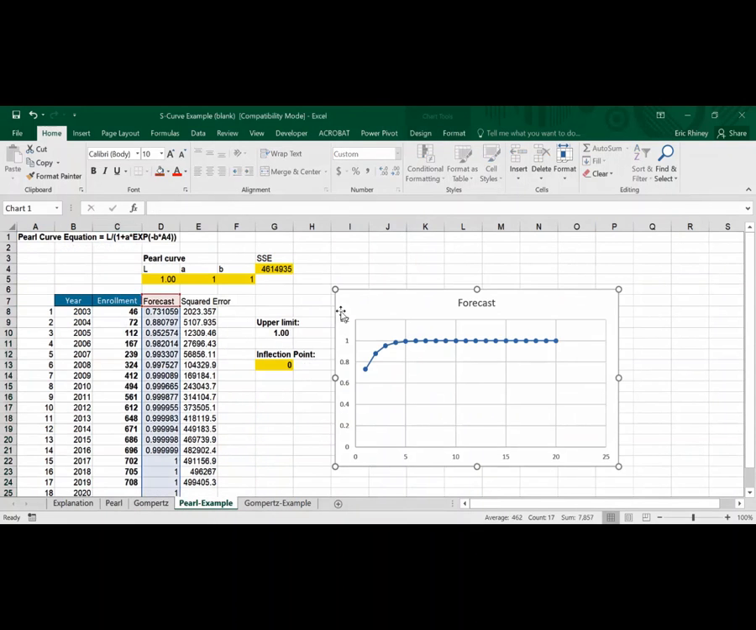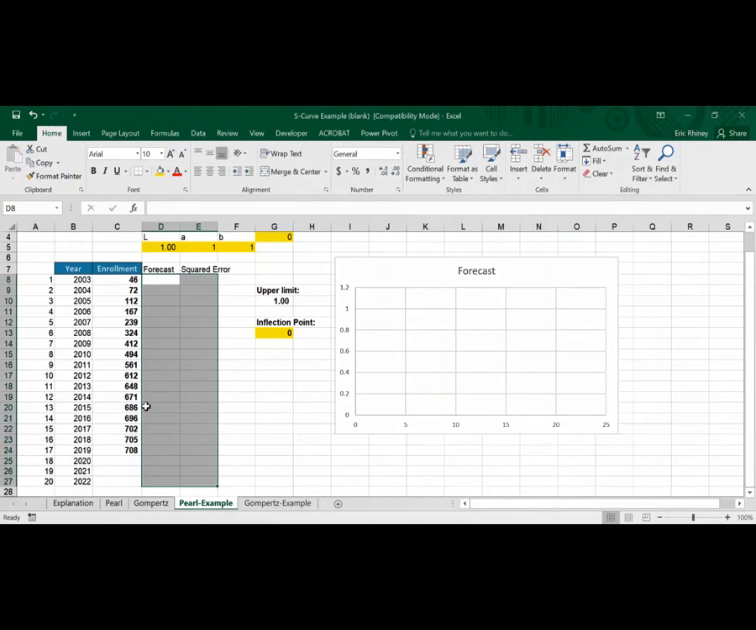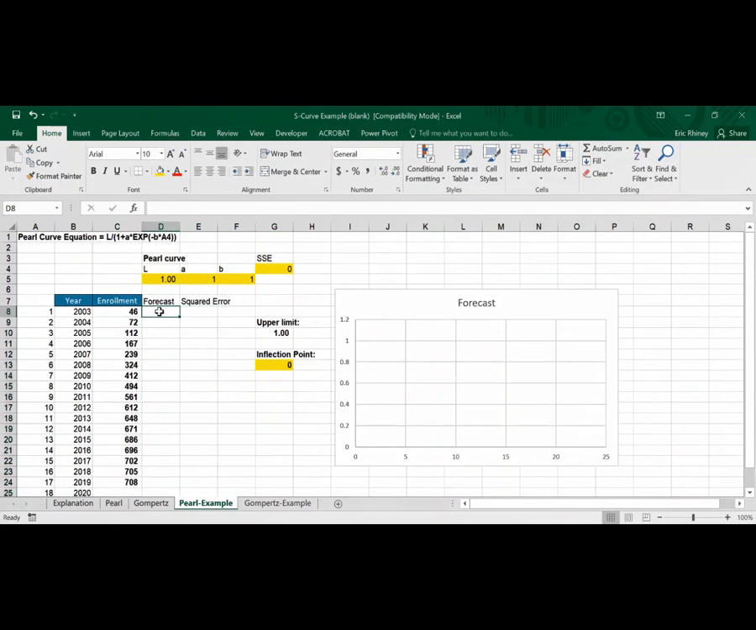So let's really quickly look at an example of the Pearl curve. I'm going to delete this. I have this in here because I worked it earlier, but let's just start over and put this in here so you can see exactly how it works. All right, so we start with arbitrary numbers, and I like to start with 1, so I have all 1s, and so I'm just going to put this in.